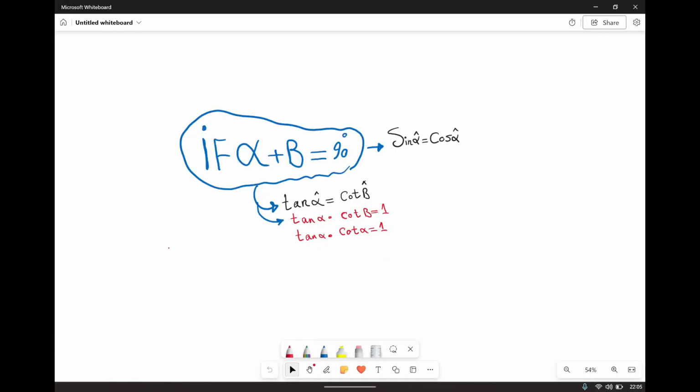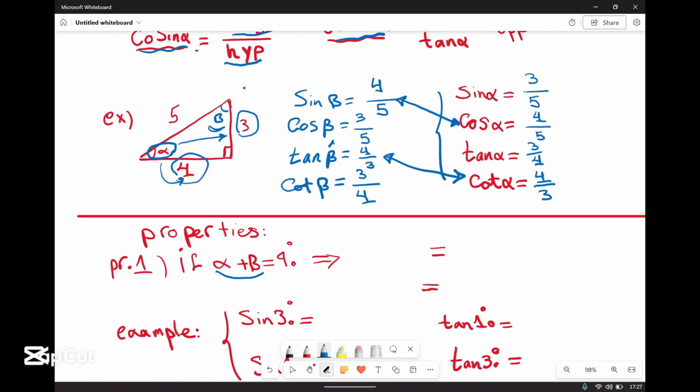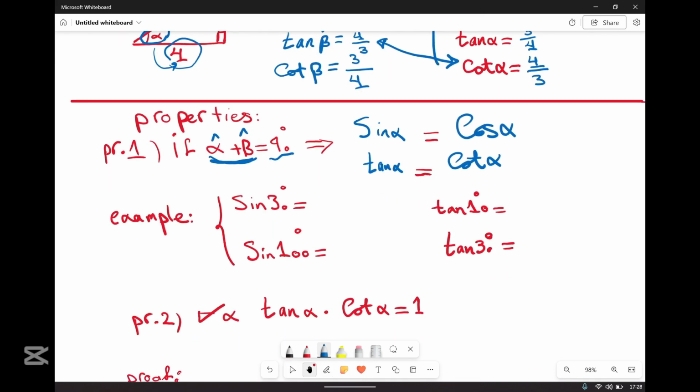Let's start it. Properties 1. If two angles alpha and beta sum to 90 degrees, we can say sine of alpha is equal to cosine of beta, and not only sine is equal to cosine when the sum of alpha and beta is 90, but also the tangent of alpha is equal to cotangent of beta. Therefore, let's complete this part.